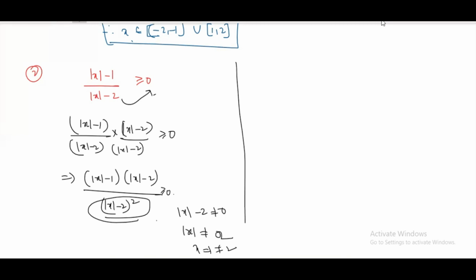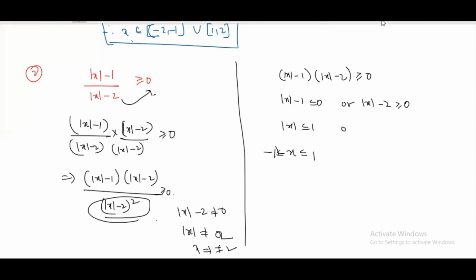For the remaining, if you solve, mod x minus 1 into mod x minus 2 is greater than or equal to 0. That means mod x minus 1 is less than or equal to 0, or mod x minus 2 is greater than or equal to 0. That means mod x is less than or equal to 1, so from here x lies between minus 1 and 1. Or mod x is greater than or equal to 2, which means x is less than or equal to minus 2, or x is greater than or equal to 2.